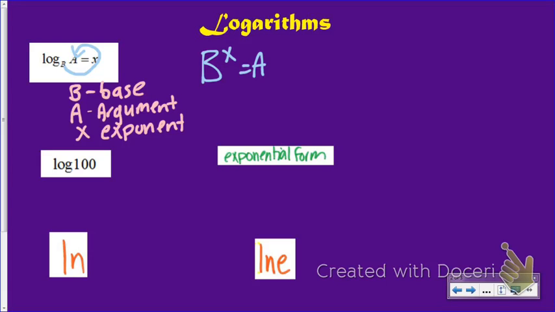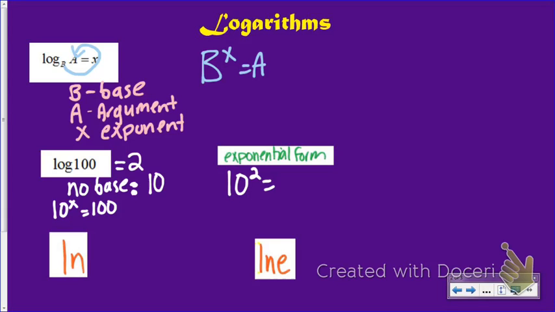Now, if there is no base written, like this example down here, which says log of 100, it doesn't mean there's no number, it's just an implied 10, okay? So if there's no base, the base is 10. So for this example here, I could actually evaluate that, because if I write that as an exponent, 10 to the x power equals 100, which we know is 2. So the log of 100 is 2. Okay, so if I were to rewrite this in exponential form, that's exactly what I just did to solve it. That's 10 squared is equal to 100.